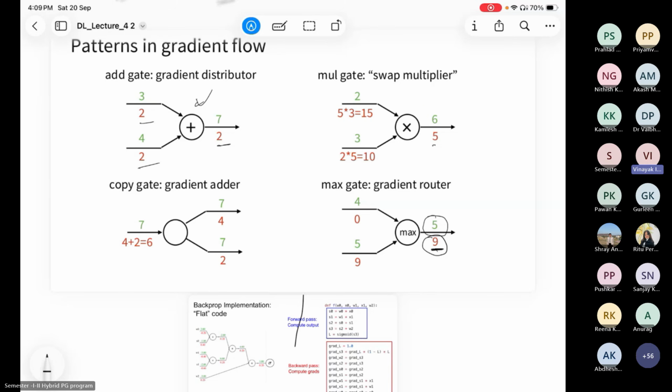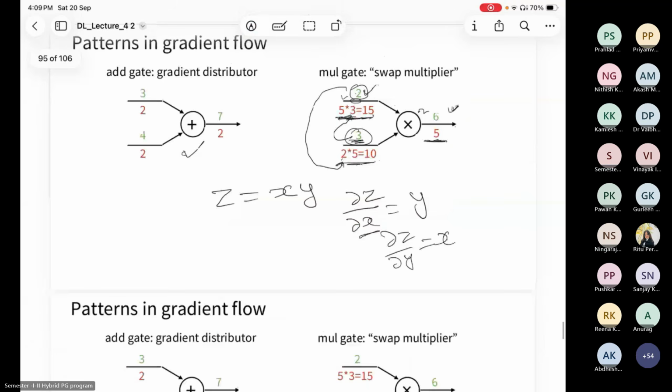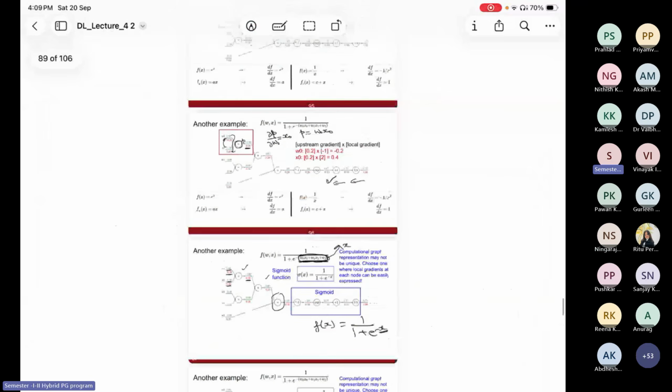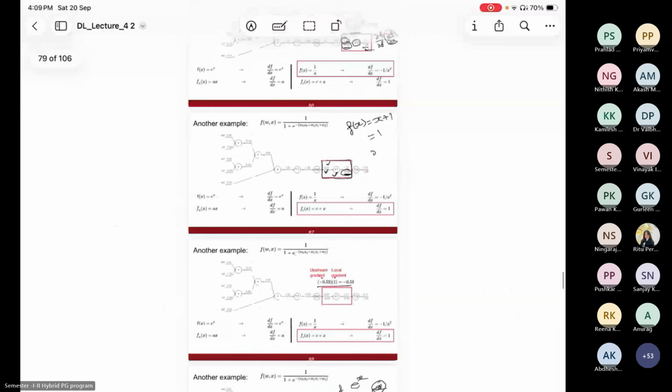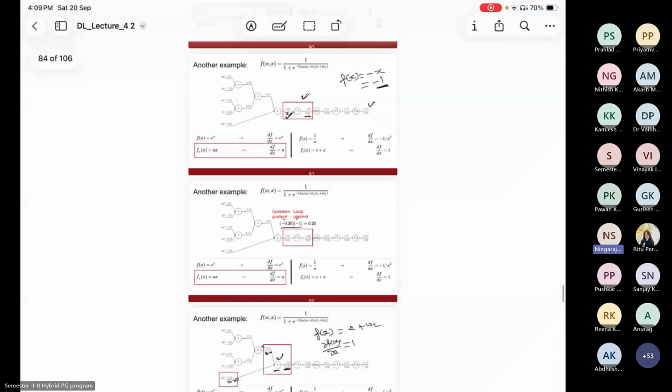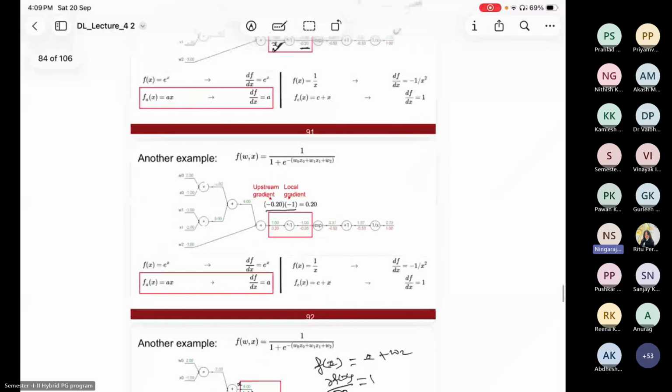Sir, if you go to slide number 84. Any slide, sir, just pick any slide.